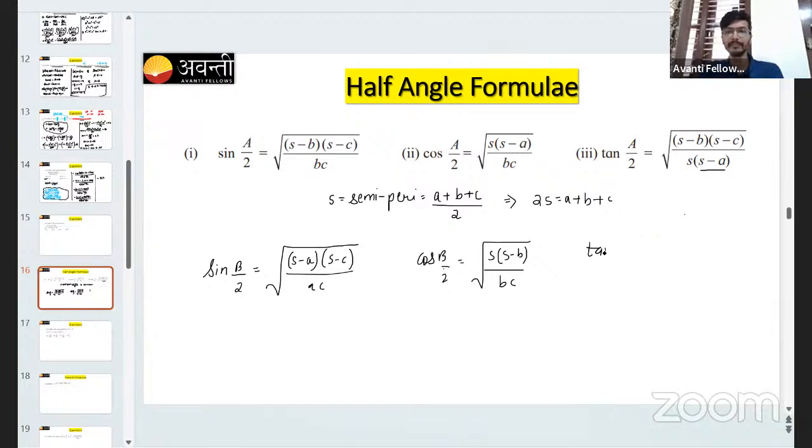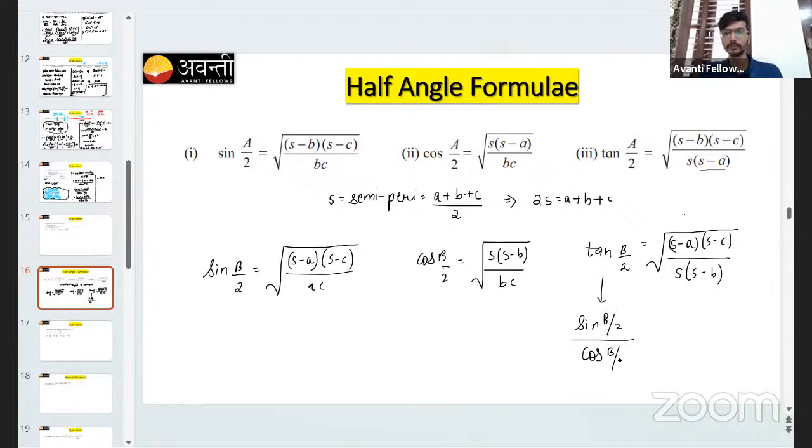So similarly what will tan B by 2 be? Tan B by 2 will be under root of (s minus a) into (s minus c) upon s into (s minus b). We can also write tan B by 2, and if we forget, what is tan? Sin upon cos. So sin B by 2 upon cos B by 2. Got it? So sin A by 2, cos A by 2, tan A by 2 are clear.